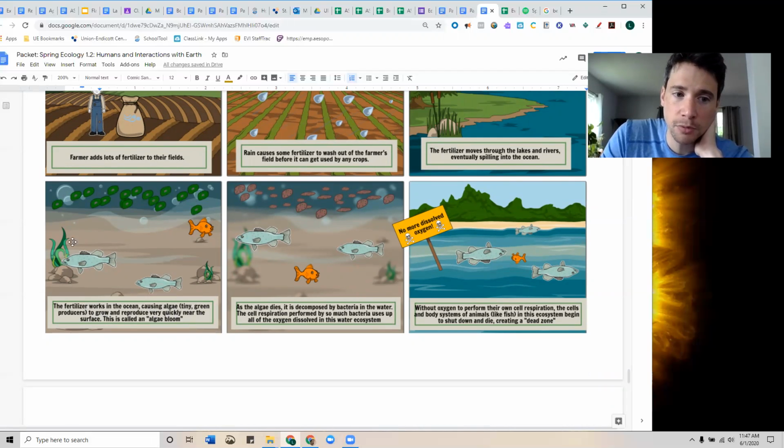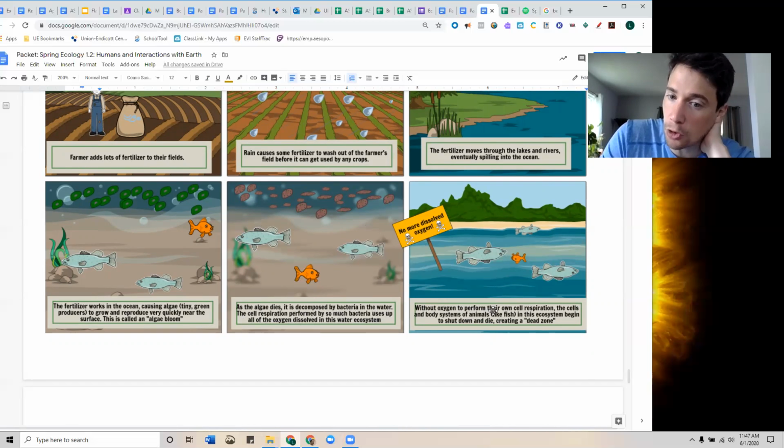So here's our algae bloom, but the fish are happy and alive. As the algae dies, so I turned them brown, so it shows that they die, it's decomposed by the bacteria in the water. So the bacteria in the water decompose all this algae. The cell respiration performed by all that bacteria that's eating the dead algae uses up all the oxygen that was in the water. And what happens to these fish? They die. No more dissolved oxygen, so these fish die.